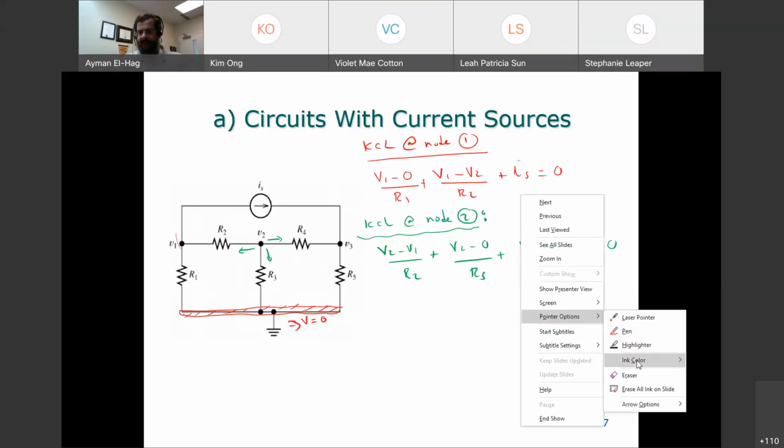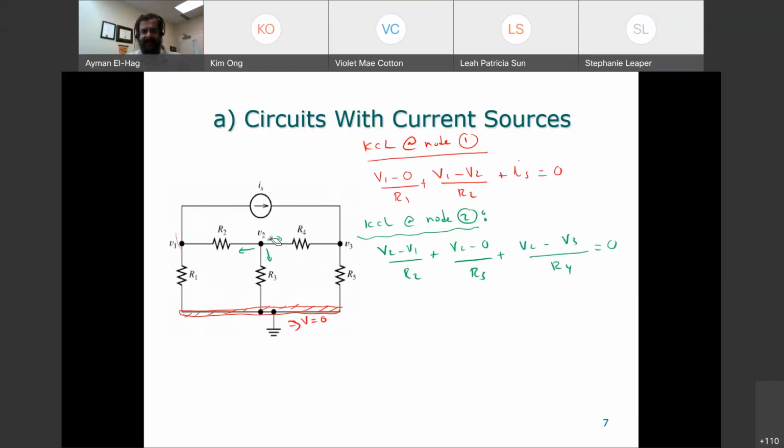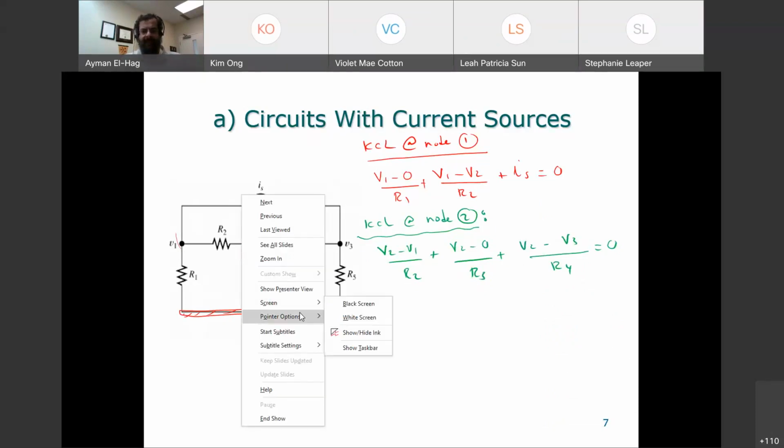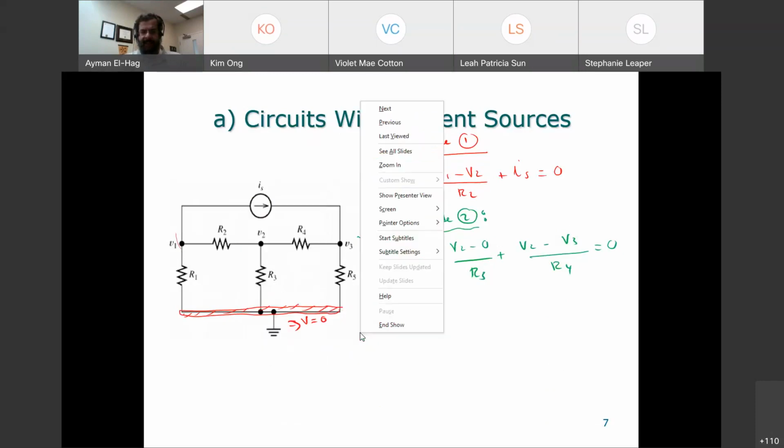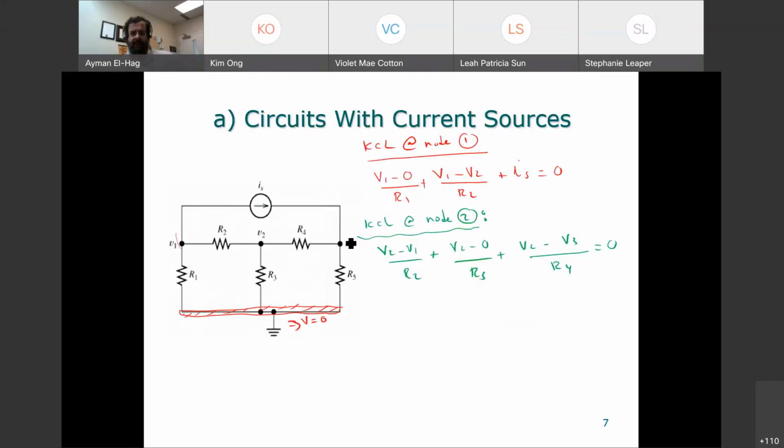So let's again clean this so that as if I did not assign anything here. And let me have my pointer here, and let me change the color as well. Okay, so here the current leaving, and I don't touch this current. So KCL at node 3.